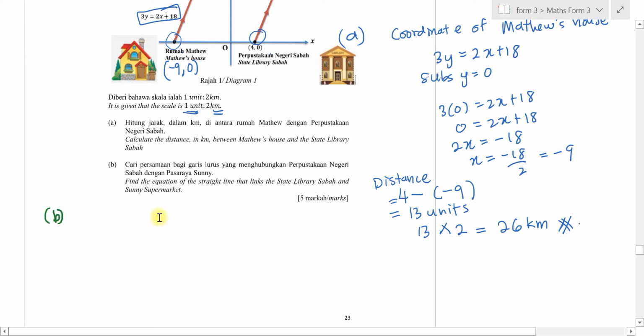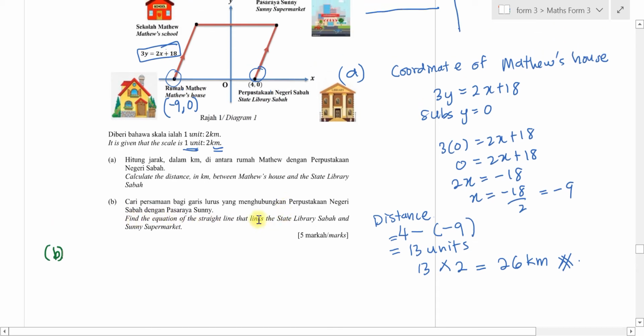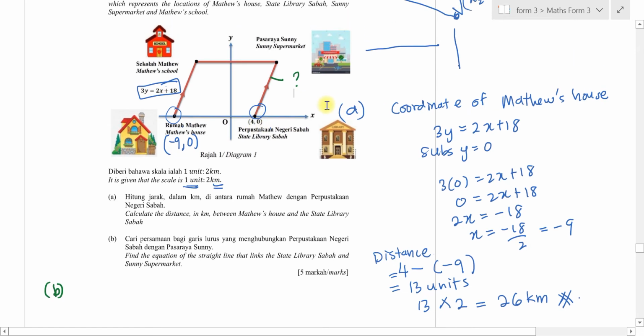Question B, what does it ask? Find the equation of the straight line that links the State Library Sabah and Sunny Supermarket. Basically, what is the equation of the straight line? They already give one point on the line, (4, 0).